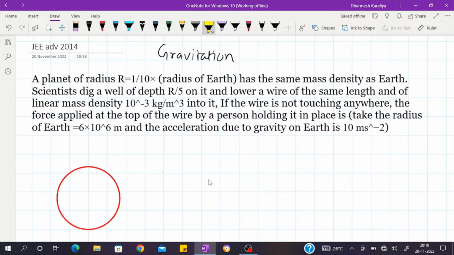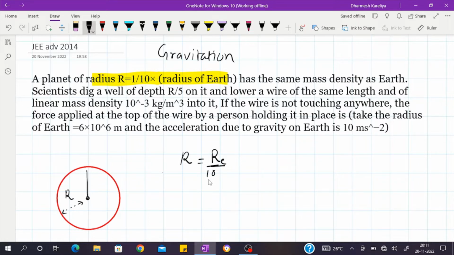A planet of radius R by 10, radius of Earth. So there is a planet of radius which is 1/10 of the radius of Earth, and that radius is given as r. So here I have drawn a planet with radius, let's say this is the center of the planet, so this radius is, let's say, r. And this r is 1/10 of the radius of Earth. So the radius of the planet is 1/10 of the radius of Earth, so we can write RE by 10.